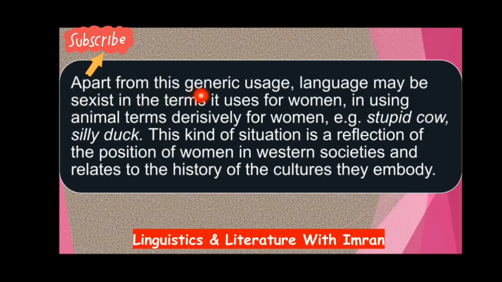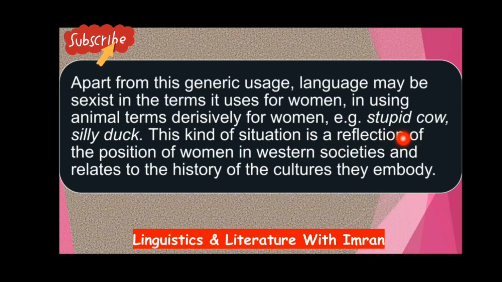Now, apart from this generic usage, language may be sexist in the terms it uses for women, in using animal terms derisively for women, for example, "stupid cow." Similarly, there is "silly duck." These are names which are given to women. This kind of situation is a reflection of the position of women in Western societies and relates to the history of the culture they embodied. So what is the position of women in a particular society or culture? Such kinds of terms are used.